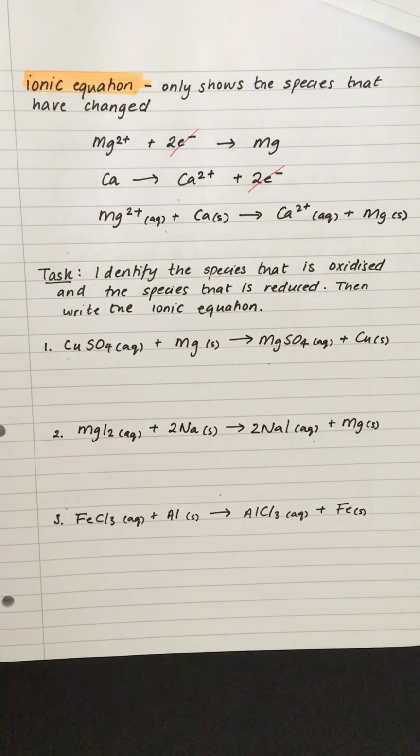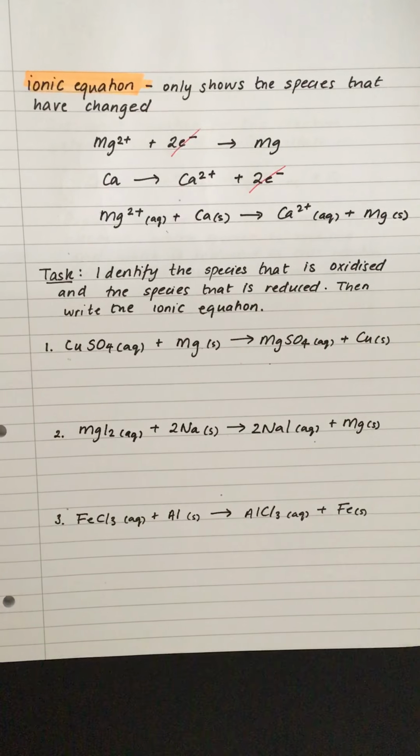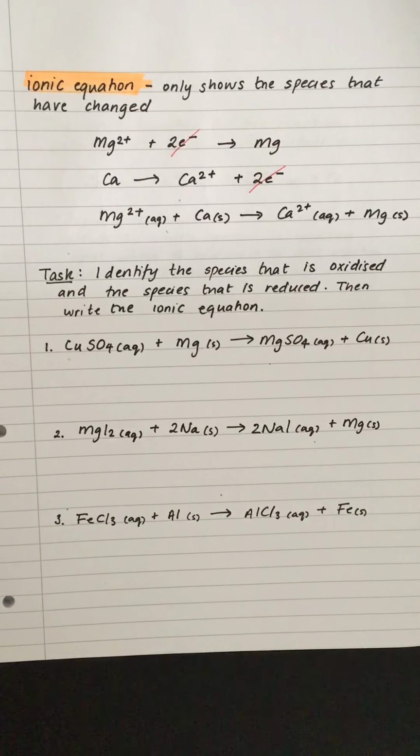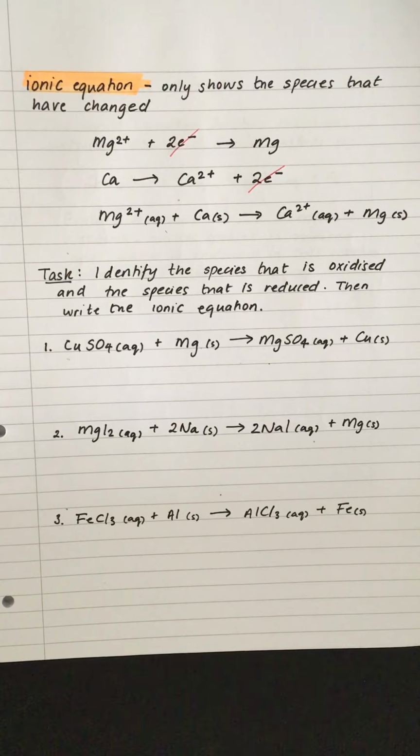Right, what I'd like you to do is, we've looked at these 3 equations in the previous lesson. We wrote these out, but now I want you to delve more deeply into them. Show me which species have been oxidized and which have been reduced, and then combine the 2 half equations and write out the ionic equation for all 3 of them. So if you just pause the video now and have a go at those, I would say give yourself maybe about 10 minutes, and then we'll go through them.